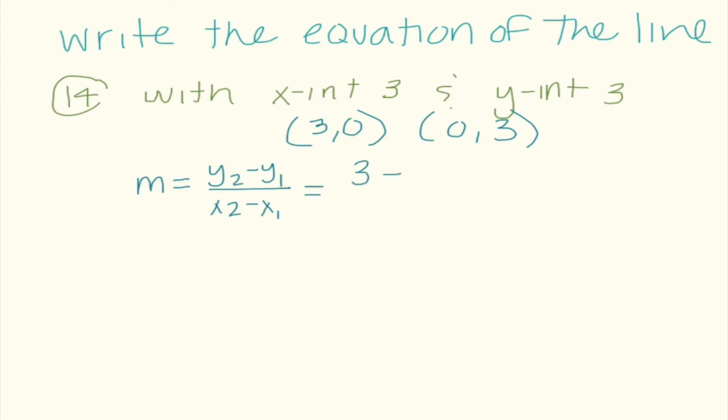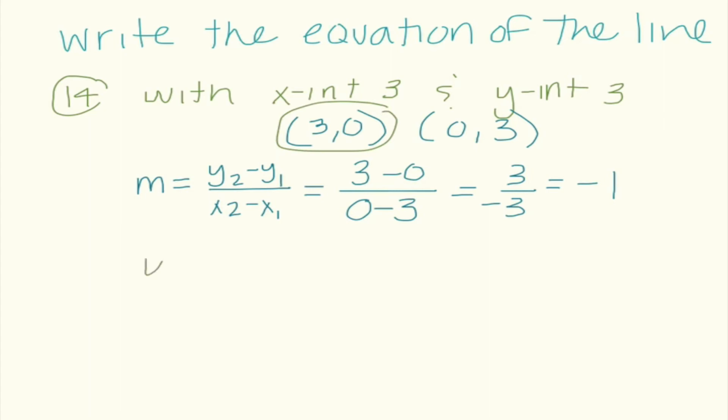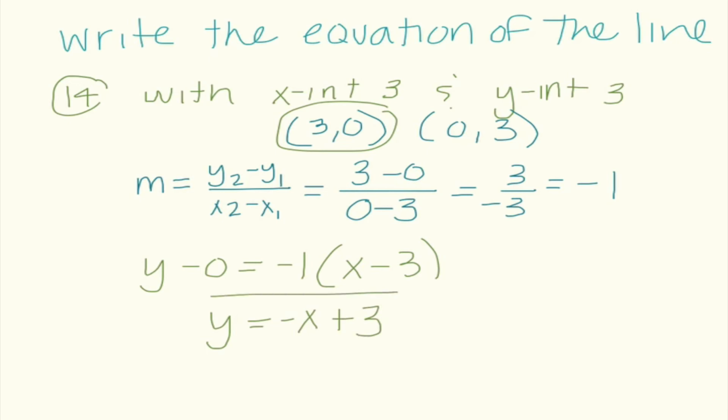And I would do 3 minus 0 over 0 minus 3, which gives me 3 over negative 3 or negative 1. So now I can use either ordered pair. I'm going to go ahead and just use this first one. So I'm going to do y minus 0 equals negative 1 times x minus 3. So y equals negative x plus 3.